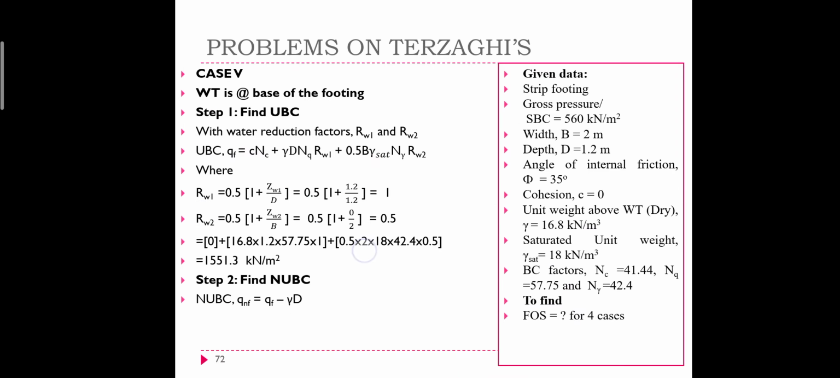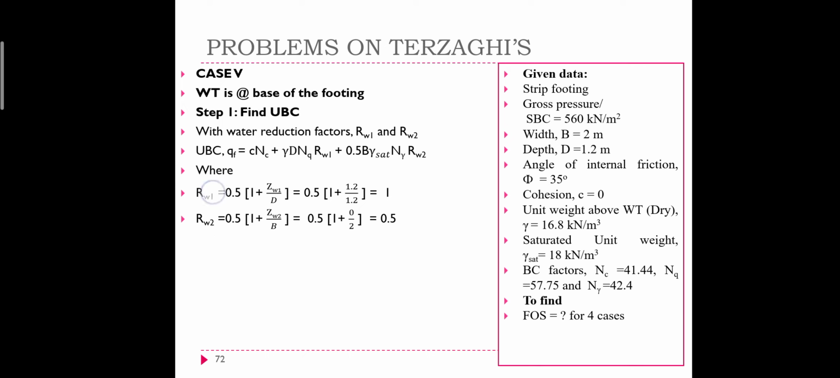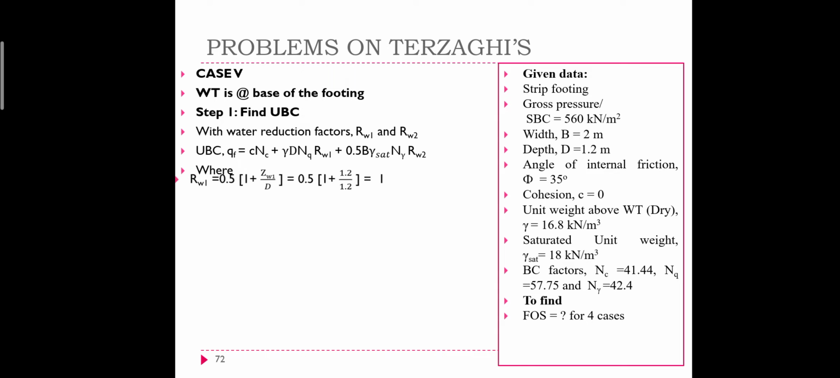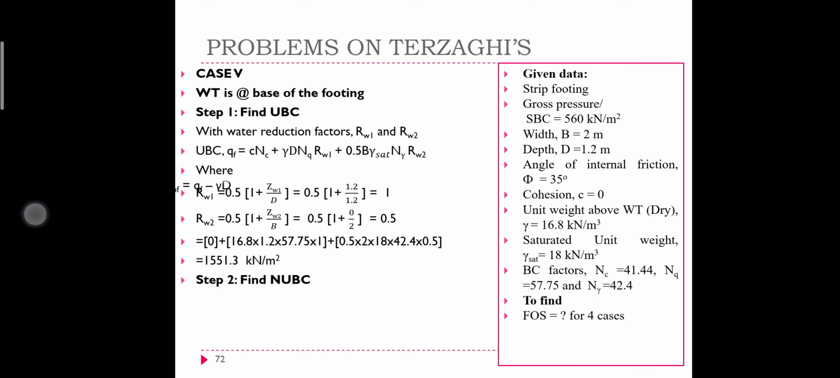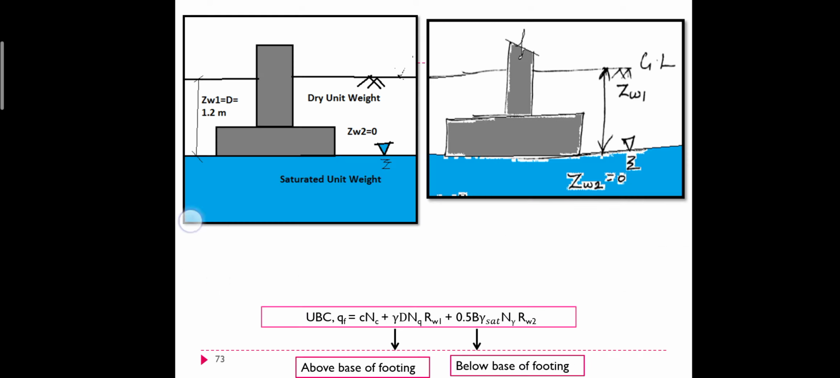Now you will use this formula in finding UBC. UBC is equal to, the second term is normal gamma, below the base is gamma sat. So substituting in that equation RW1 and RW2 you find 1551.3, and you will find NUBC as just subtract gamma D. Since you have used gamma D above the base of the footing, whatever gamma D you put in the second term, you should put the same throughout for that case. Minus gamma D, you'll get 1531.48.